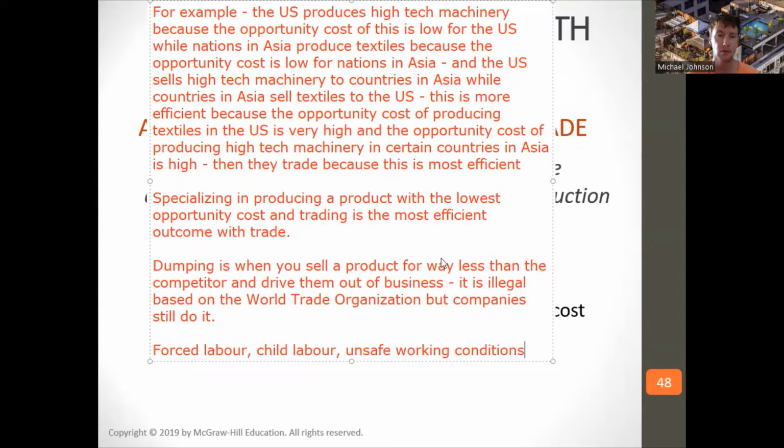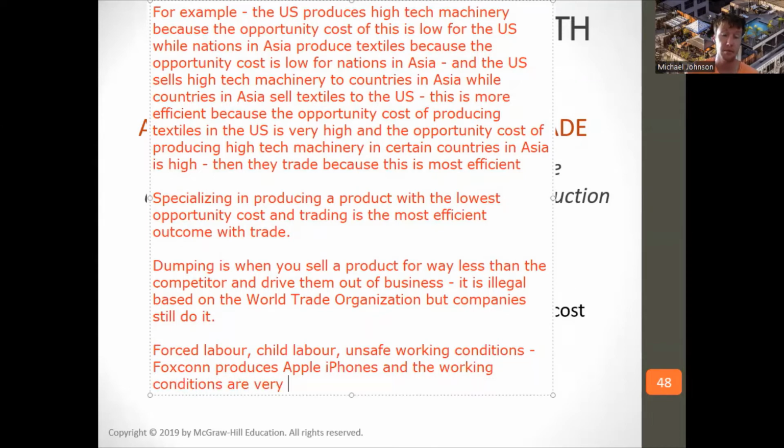That does happen. Yeah, exactly. Working conditions for employees are bad. So Foxconn produces Apple iPhones, and the working conditions are very bad.